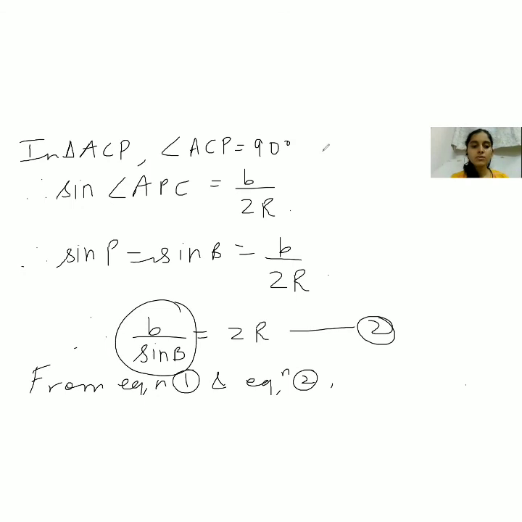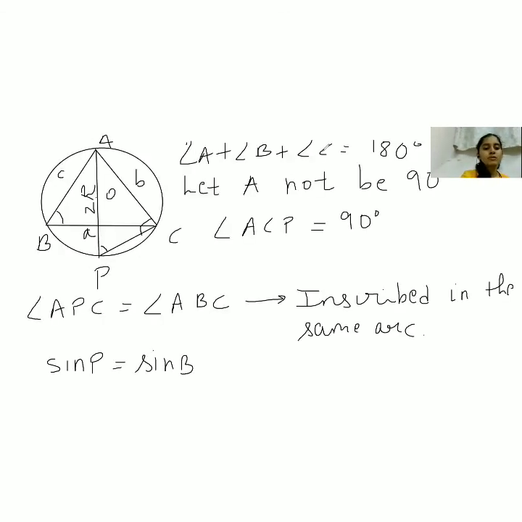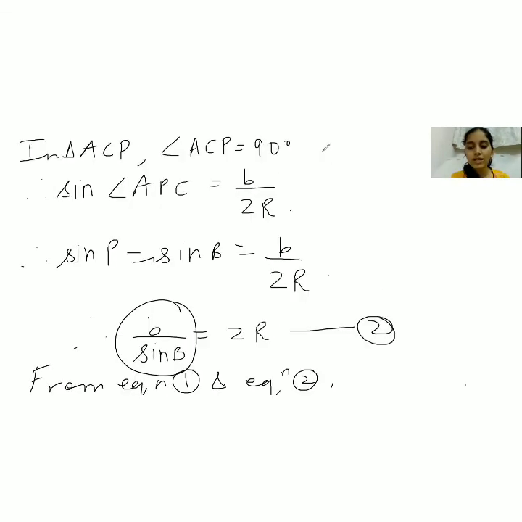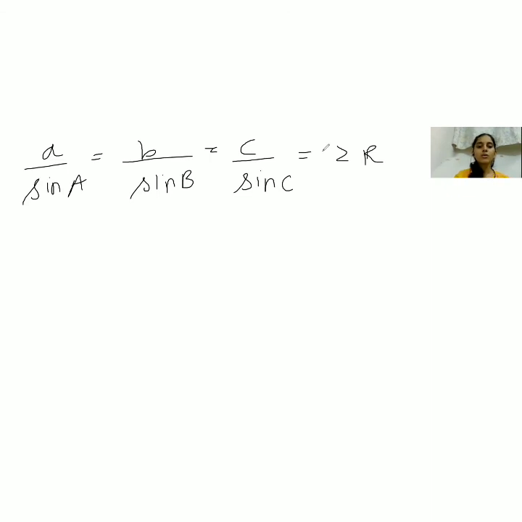Same thing you can repeat if you want to drop a diameter from B to the opposite end and then prove for sine of angle C. So that could be possible as well. Similarly, we'll get the three ratios, and that is why all the three ratios are equal to 2 times r. R is the circumradius or radius of the circumcircle. This is your proof for the sine rule.